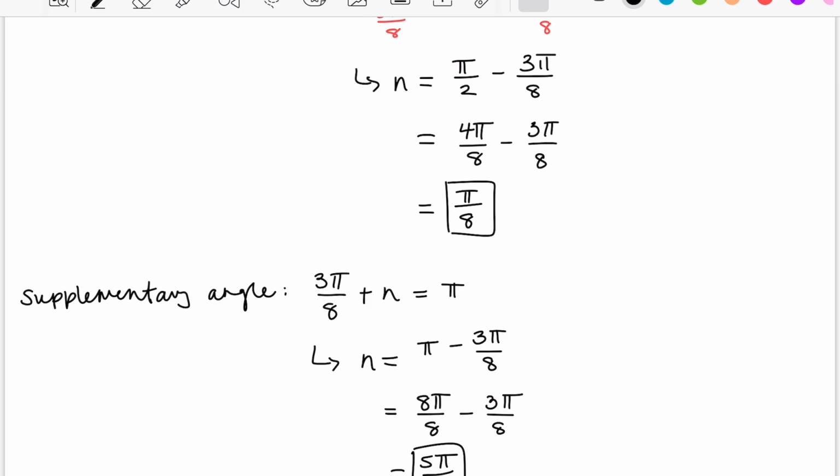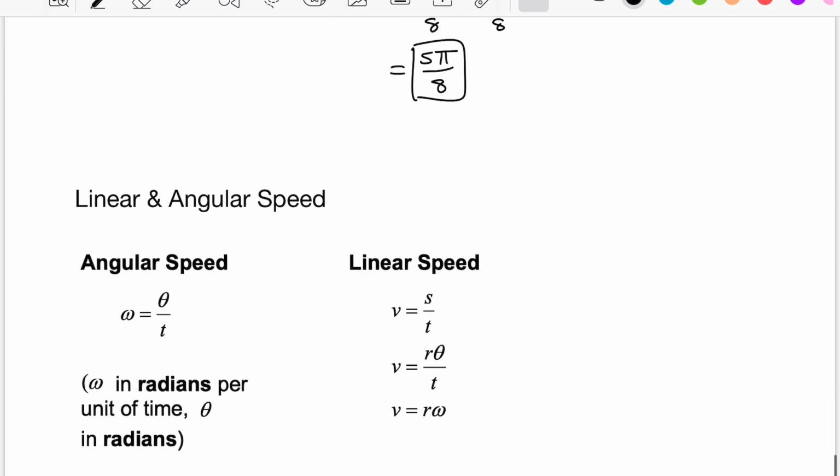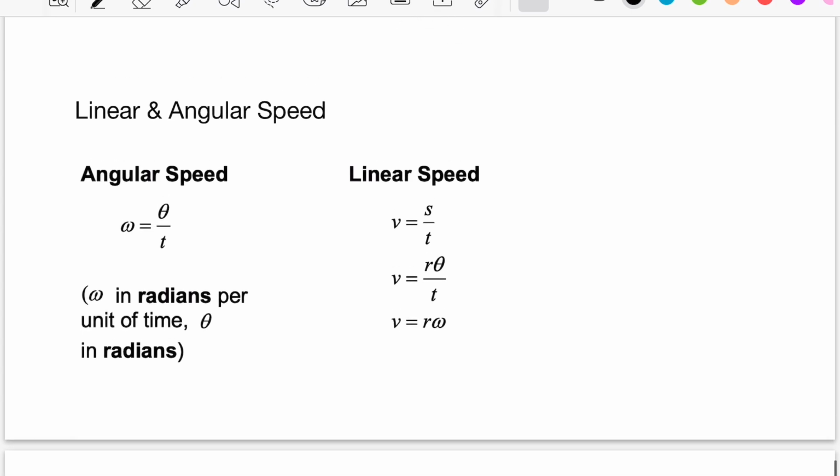Alright, and then the last thing that we'll do in this video is talk about linear and angular speed. So angular speed is given by this guy here. This is a new Greek letter. We call this guy omega. It's lowercase omega. And that's going to be our angular speed. And it's going to be equal to theta divided by time here, where theta is in radians, and again, t is our unit of time.